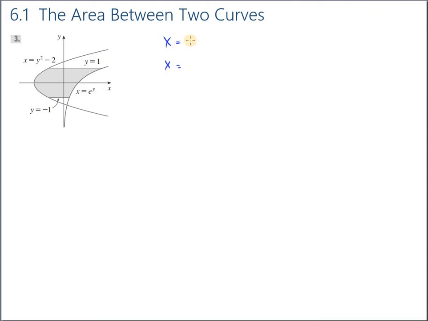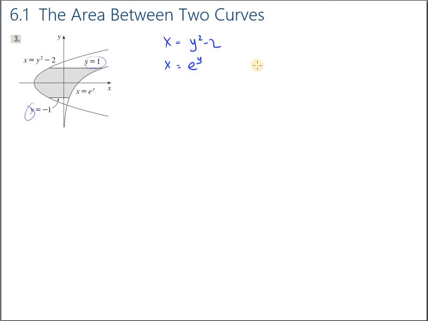You've got x equals y squared minus 2, which is a parabola. It's just a sideways parabola. And x equals e to the y, which is an exponential function, but again, also kind of sideways from what we'd expect to see. And they've given us limits of integration in terms of y as well. Y equals -1 to y equals 1.